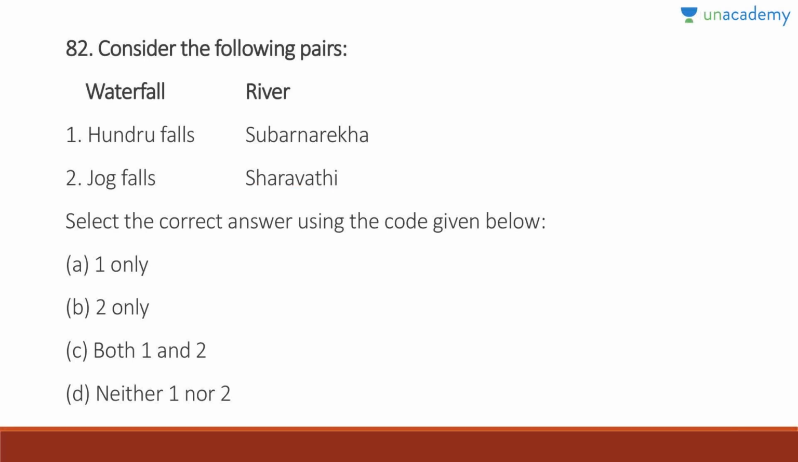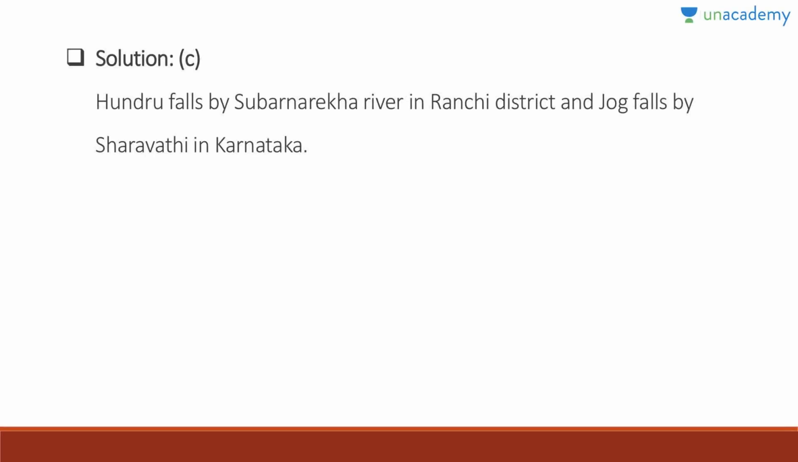Question number 82. Consider the following pairs. Hundru Falls is on the Subarnarekha. Jog Falls is on the Sharavati. So both of these are correct. The Subarnarekha river is in Ranchi district and Jog Falls are in Karnataka. So the answer here is C, both 1 and 2. Both these statements are correct. So Hundru Falls is on the Subarnarekha river in Ranchi and Jog Falls on the Sharavati in Karnataka.